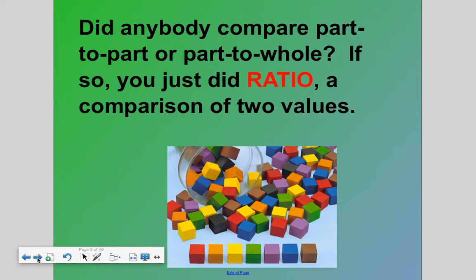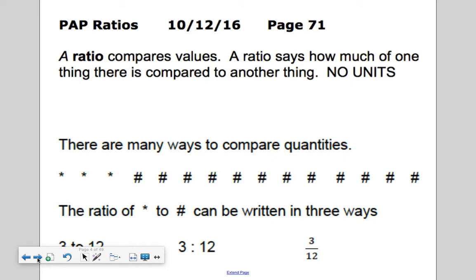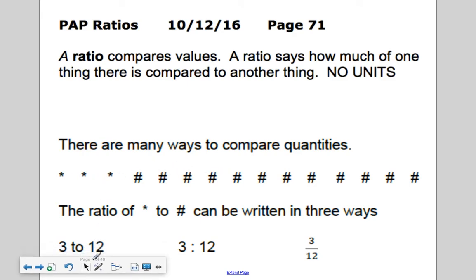So that's ratio. Ratio compares value. A ratio says how much of one thing there is compared to another thing. There are no units, as you can tell. There are many ways to compare quantities. For example, here you have 3 asterisks to 12 number symbols. So if I ask you to compare the asterisk to the number symbols, you would say there are 3 asterisks to 12 number symbols. Or you could rewrite it as 3:12.